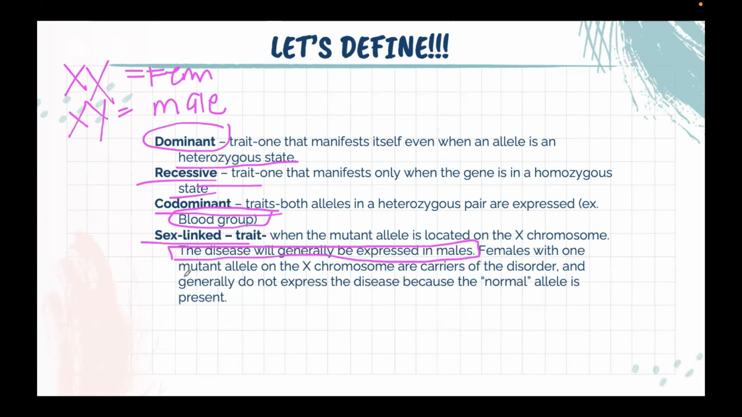Females with one mutant allele on the X chromosome are carriers of the disorder, carriers lang, and generally do not express the disease, but the normal allele is present. So, ang rationale on why yung mga babae carriers lang at yung mga lalaki yung nagmamanifest ng mga symptoms or ng disease itself, tignan natin dun sa ating chromosome. So, si XX female, si XY si male. In females, the effect of the mutation may be masked by the second healthy copy of the X chromosome.